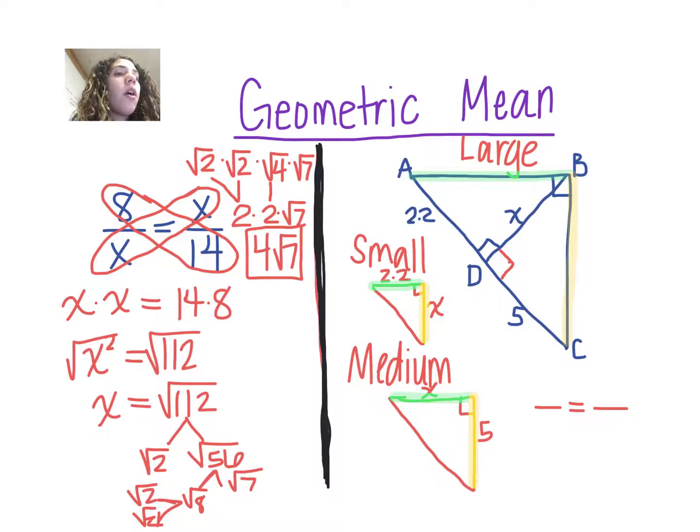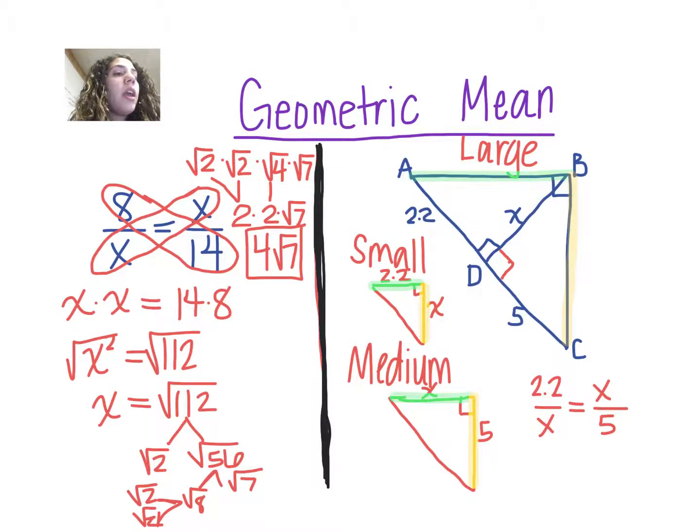Whenever I'm setting up my equivalent ratios, I'm matching up the corresponding sides. So for example, on the small triangle, I have 2.2 and I have x. On the medium triangle, since I put 2.2 in my numerator, I want that to correspond to the x on my medium triangle. Since they're both in green, they're corresponding sides. And then the yellow on the small would correspond to the yellow on the medium, which gives me 5.